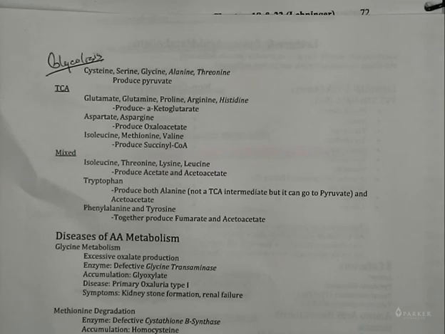Aspartate and asparagine produce oxaloacetate. Those should be pretty obvious because oxaloacetate produces aspartate, and aspartate produces asparagine. Isoleucine, methionine, and valine produce succinyl-CoA. That one's brand new. Isoleucine, methionine, and valine produce succinyl-CoA.